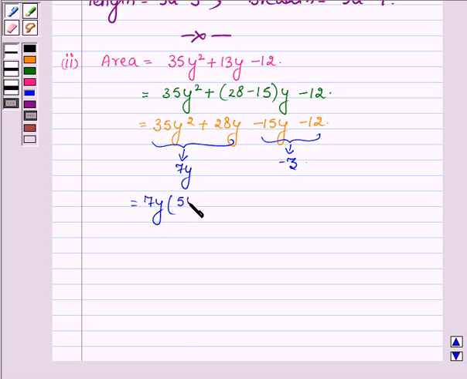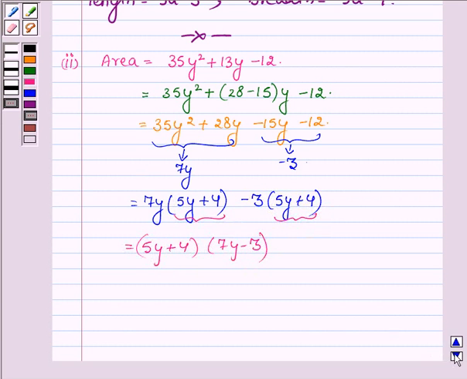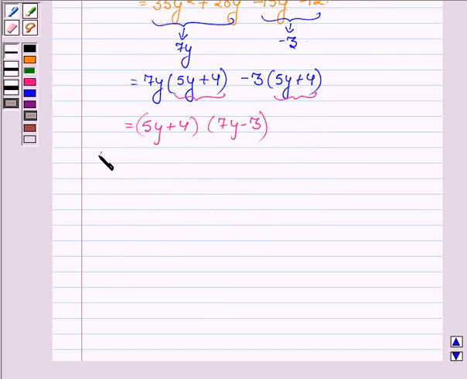into 5y plus 4 minus 3 into 5y plus 4. And now taking 5y plus 4 common, this can further be written as 5y plus 4 into 7y minus 3. And thus area is equal to 5y plus 4 into 7y minus 3. And since area is equal to the length into breadth, so any one of this can be the length and another one is the breadth.